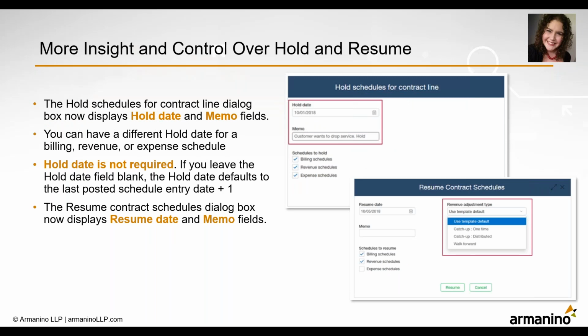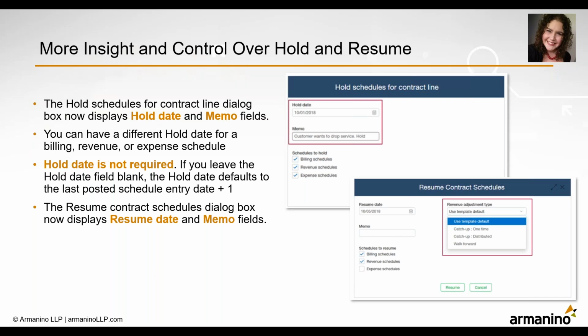Insight and control over hold and resume. You can only place schedules on hold when the schedule status doesn't equal on hold. If it's already there, you can't put it there again. And you can only resume schedules when the status equals on hold. The on-hold date, the resume date, the hold memo, and the resume memo are going to be stored on the contract line object for revenue billing and expense schedules, so all across the board. And they also made them available for custom reporting. So that's a big one there.